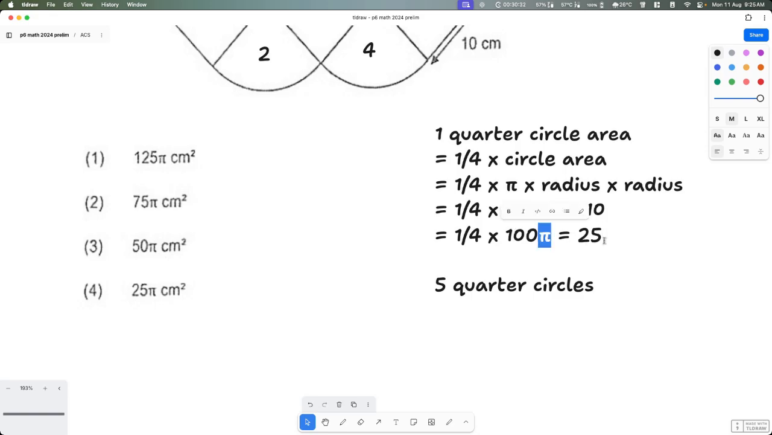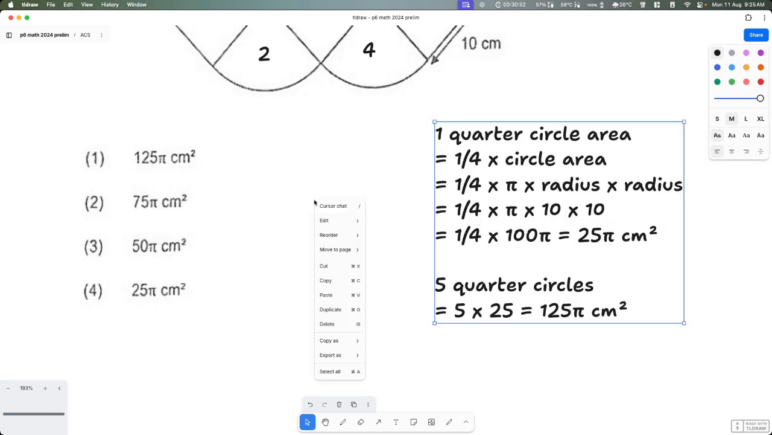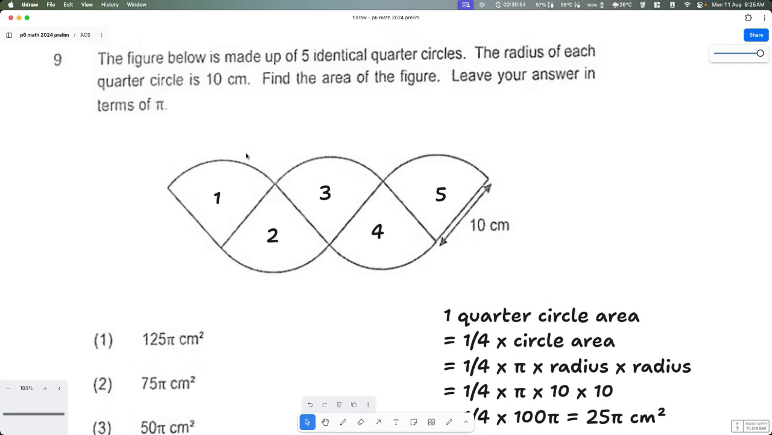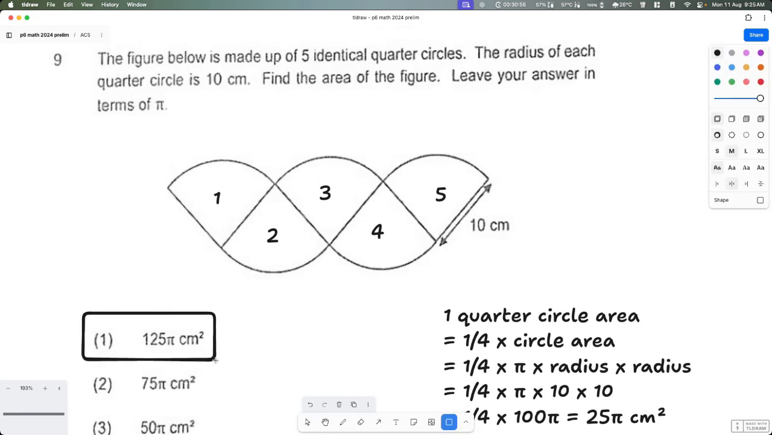Centimeter square. So 5 quarter circles is basically 5 times 25, and this will give us 125 pi centimeter square. Sorry, pi centimeter square. We have some pi. Okay, so that means the answer to this question is option number 1.